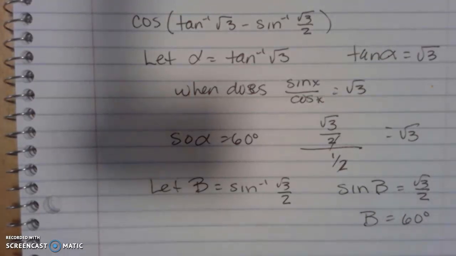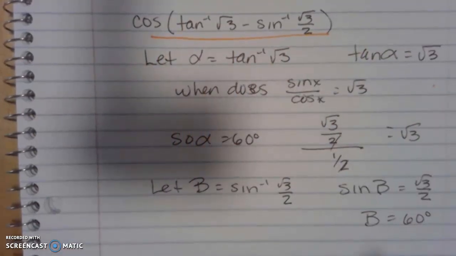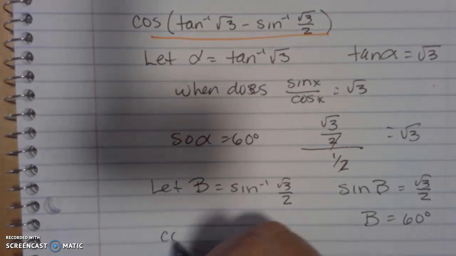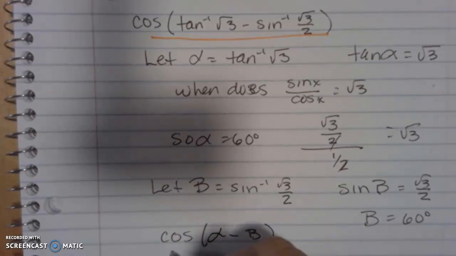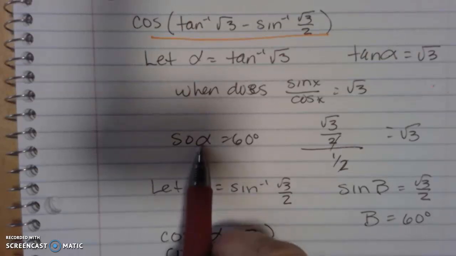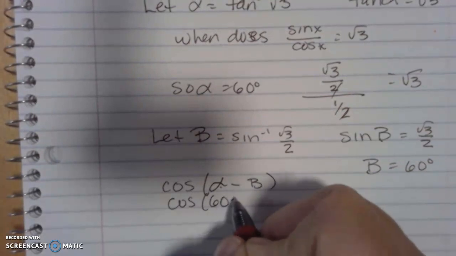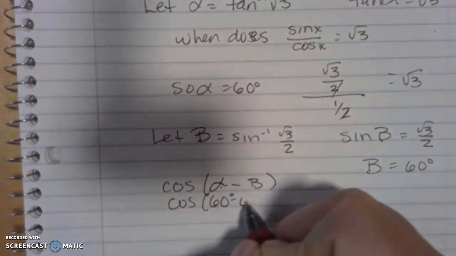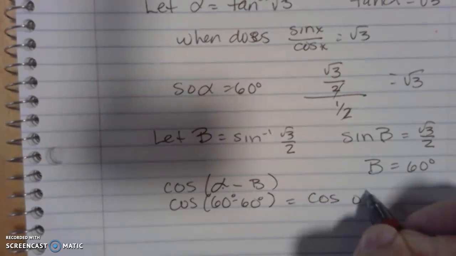So if I come back here and I rewrite this, we can rewrite this as cosine of alpha minus beta. And we just said that alpha in this example is equal to 60 degrees, minus beta equals 60 degrees. So that really is cosine of 0 now.